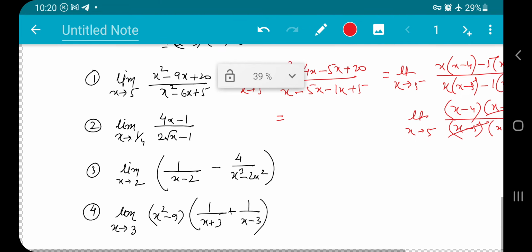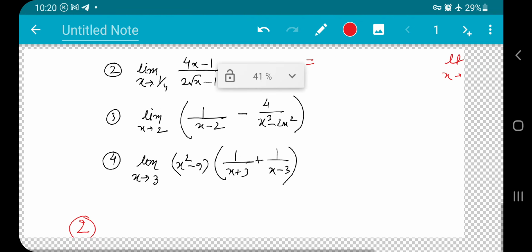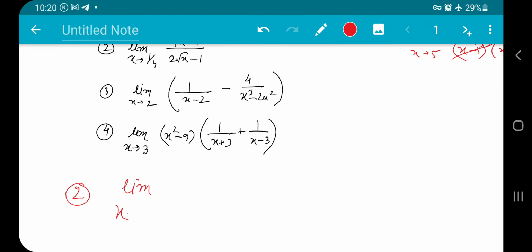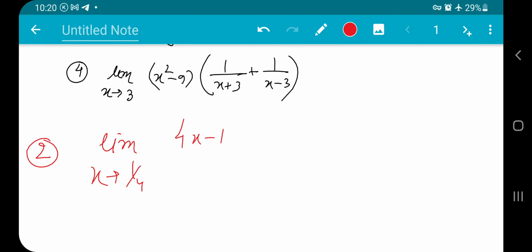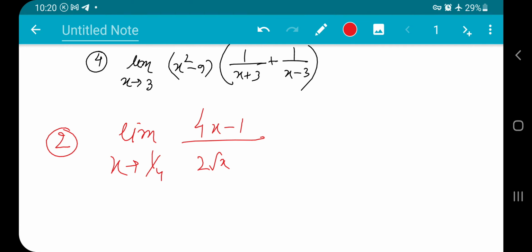This is how we can proceed with number 2 also. Let us do number 2. The sum says limit x tends to 1 by 4, 4x minus 1 by 2 root x minus 1. So how to factorize?